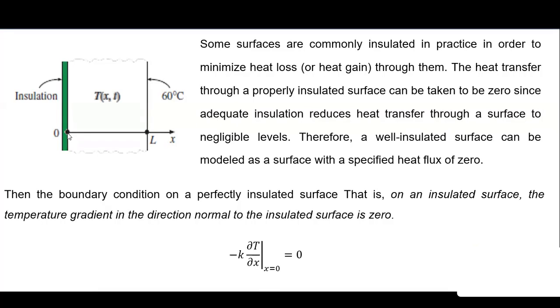Why x is equal to 0? Because insulation is there at x equal to 0. So this temperature gradient at x equal to 0 is equal to 0. This heat flux is 0, and now the temperature gradient itself will become 0. So we can say that whenever an insulated boundary is there, the temperature gradient at that location can be directly equated to the value 0.